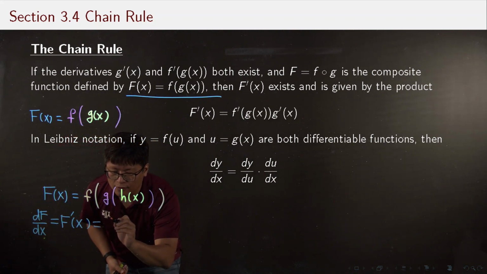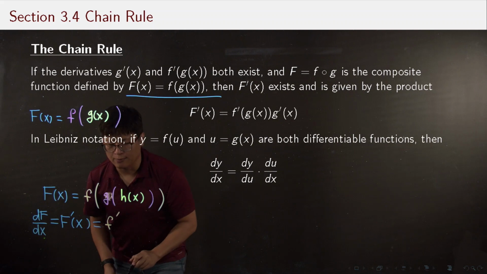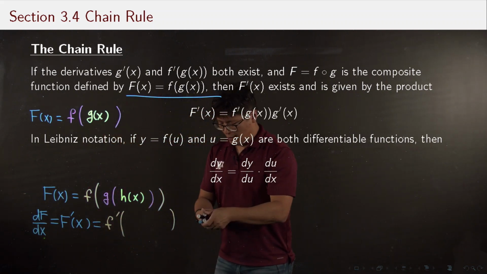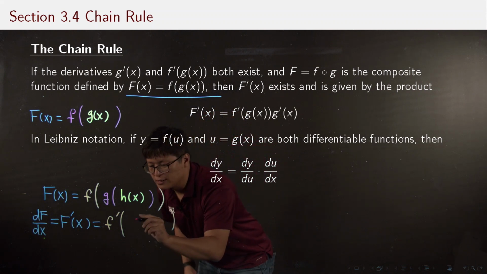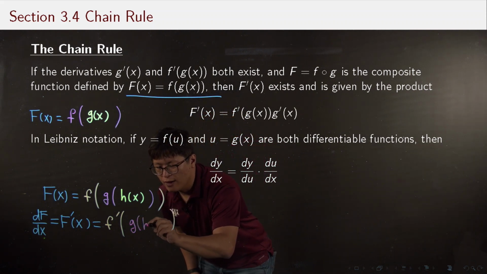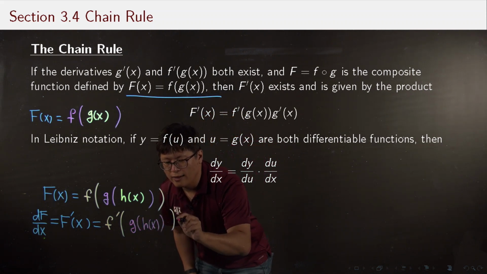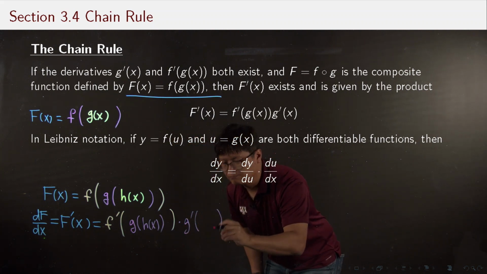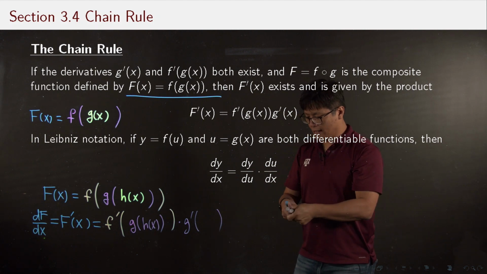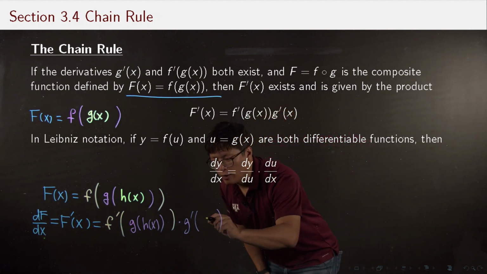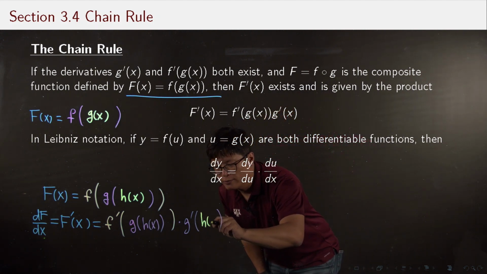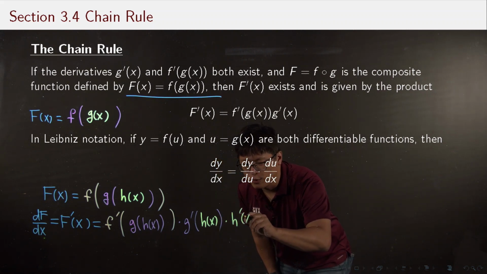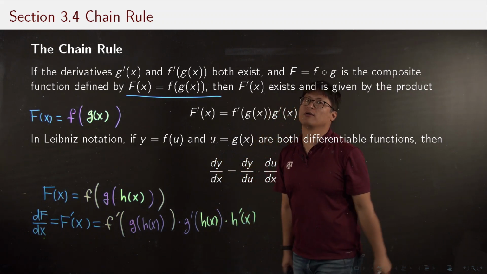Take off your jacket, which is f prime. Then rewrite your inside, g of h of x. Then g prime: take off your t-shirt. Keep in mind, when you take off your t-shirt, don't touch your underwear. And times h prime, which means take off your underwear and take a shower.